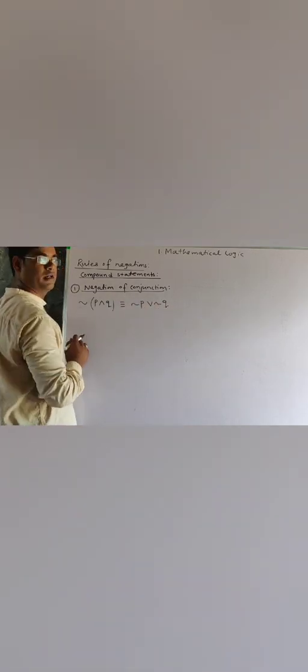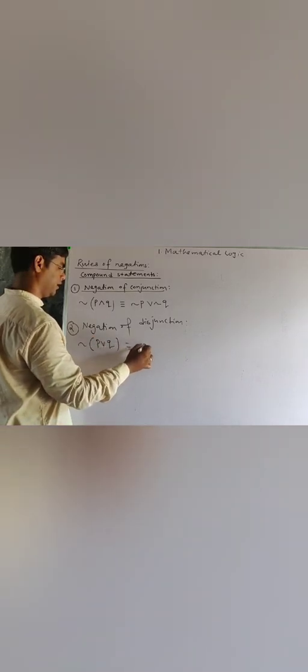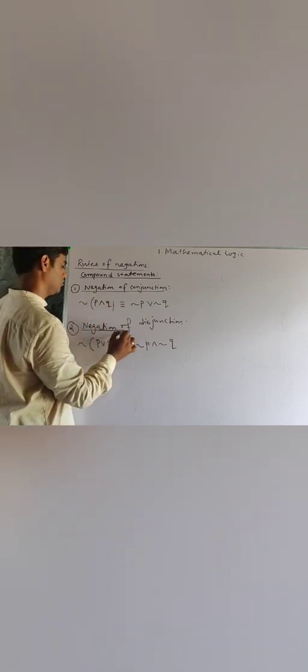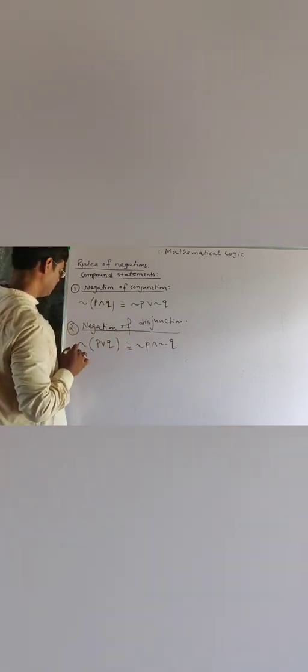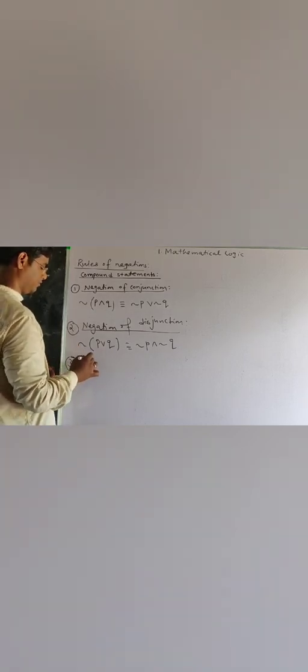This is also known as De Morgan's law. Second is the negation of disjunction. The negation of P or Q is simply negation of P and negation of Q. So the negation of conjunction and the negation of disjunction, these two statements are also known as De Morgan's law. Now let us write the third, involution, or negation of negation.